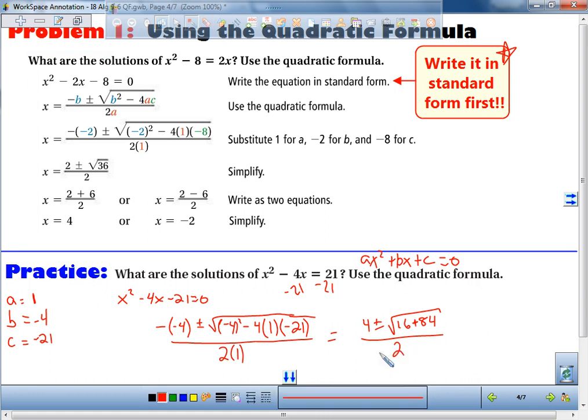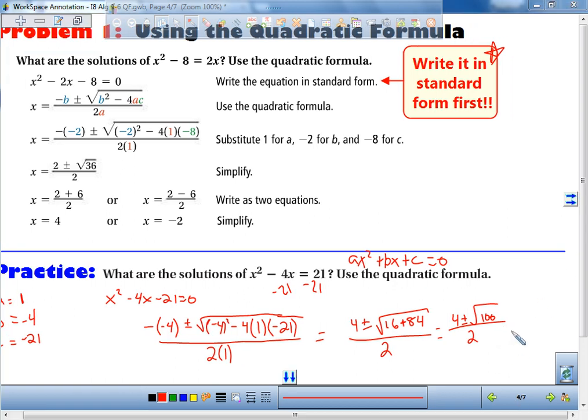Okay. Then I can simplify underneath the square root. 16 plus 84 is 100. So we get 4 plus or minus the square root of 100, divided by 2. I can simplify further the square root of 100. So we have 4 plus or minus 10, because the square root of 100 is 10, divided by 2.